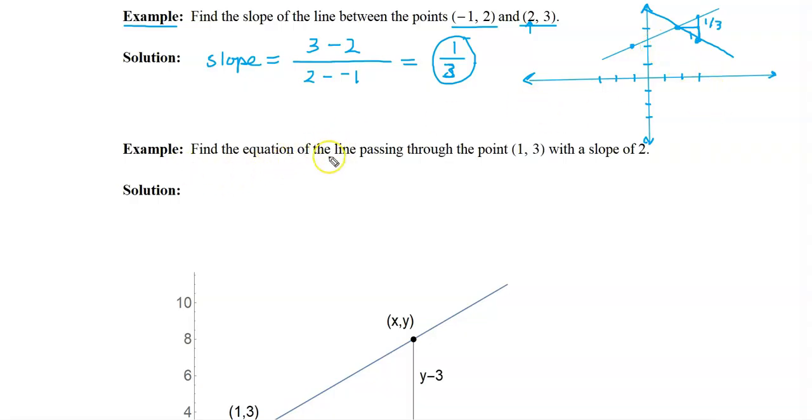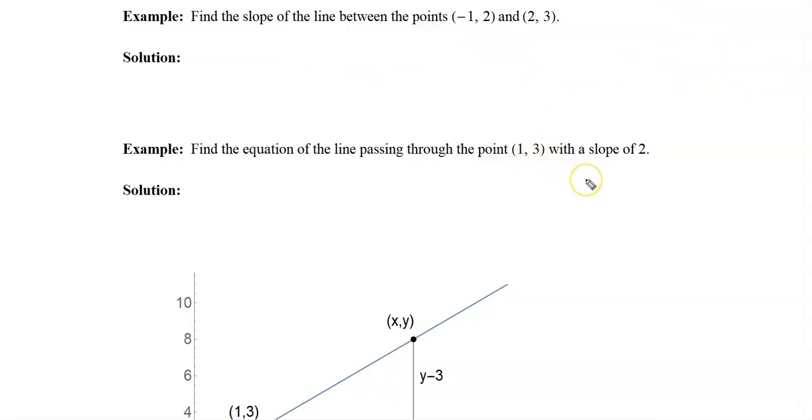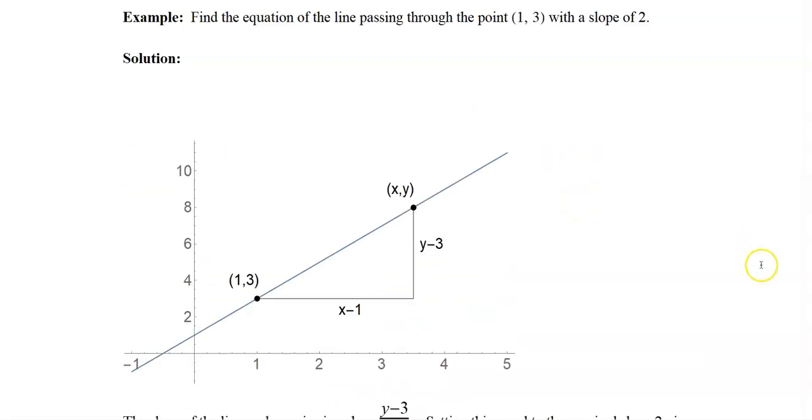Let's look at this example. Let's find the equation of the line passing through the point 1, 3, having a slope of 2. To solve this problem, let's look at it graphically down here. Here we have the point 1, 3 sitting right here, and here we have any other point on the line, just call it x, y. If we create a right triangle like this, notice that this distance would be y minus 3. This distance would be x minus 1, so our rise is y minus 3, our run is x minus 1.